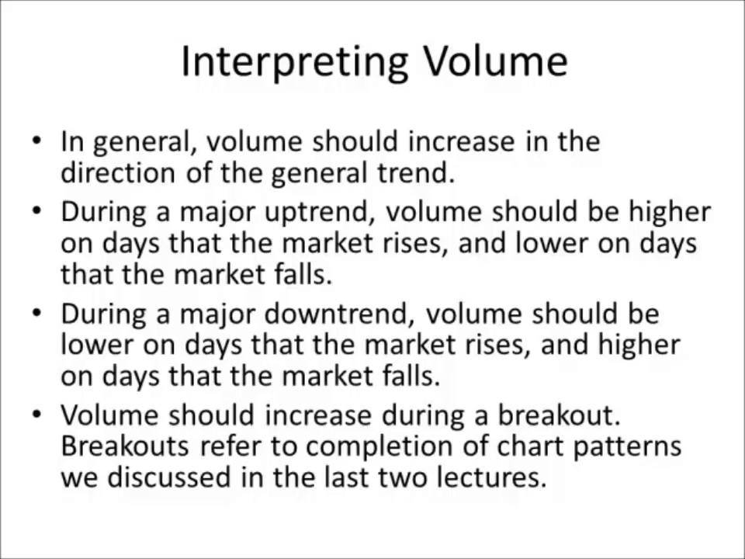During a major downtrend, that is when prices are falling, the general trend is downwards. Volume should be lower on days that the market rises, and it should be higher on days that the market falls. So when the market is falling, we are moving in the direction of the general downtrend. Therefore, we should see an increase in volume. When the market is rising, we are moving against the major downtrend. Then we should see volume falling.